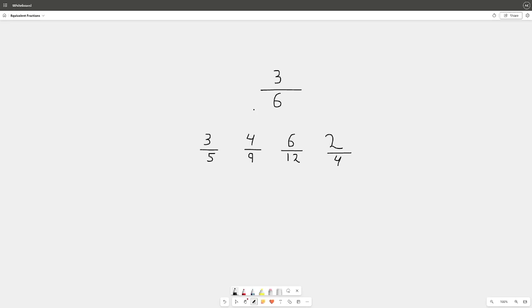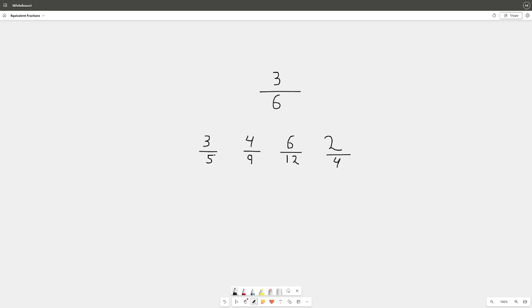So here, let's start with 3 over 6, right? 3 is half of 6. So keep that in mind as we go through this. 3 being half of 6, we want to find out which of these bottom fractions are equivalent to 3 over 6. So first, we have another fraction, 3 over 5.